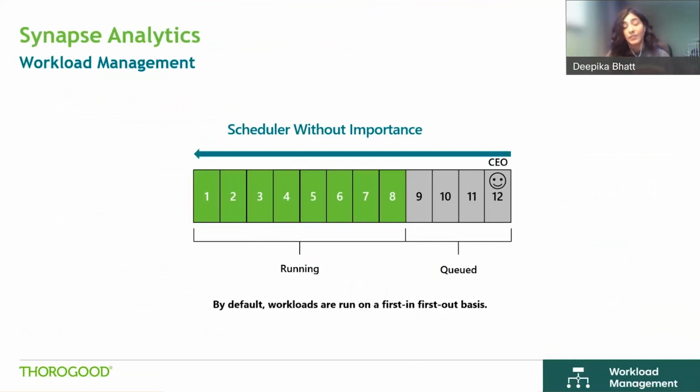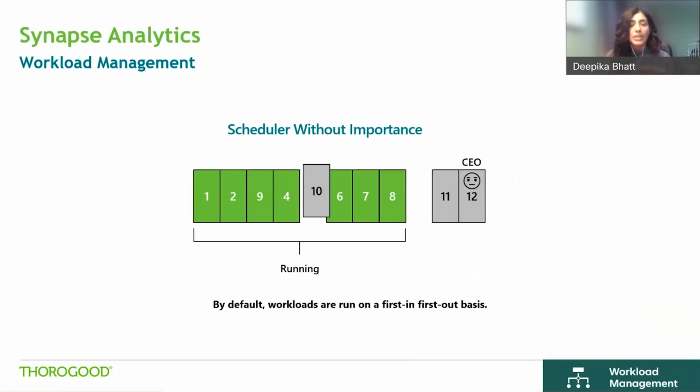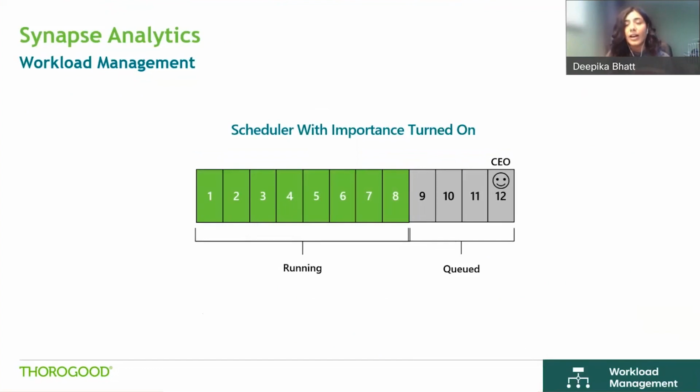As you can imagine, if there is a user like a CEO or a head of the organization who's trying to access the reports, but his queries keep getting deprioritized because he was at the end of the queue, this can cause quite a frustration, and the users that you would ideally want to have priority are not getting prioritized by the default scheduler. So with Azure Synapse, you can now set the workload importance by creating customized groups.